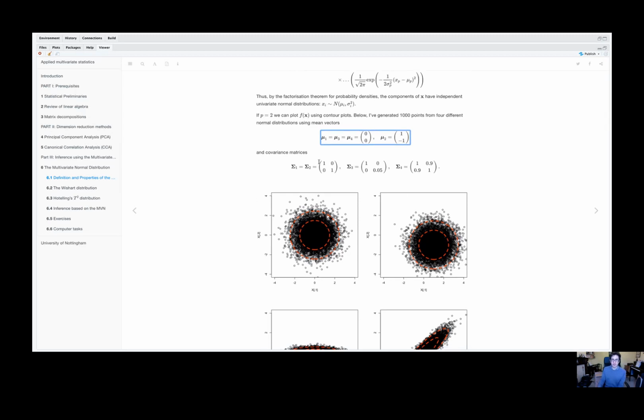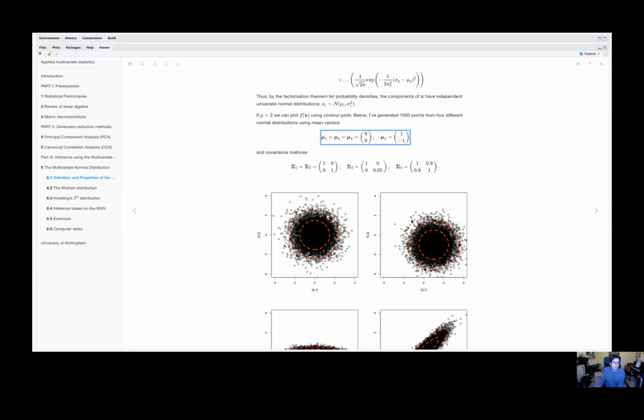The second plot, I've kept the same covariance matrix, so the identity again, but now I've changed the mean to be 1, minus 1. And you can see that all we've done is we've shifted the cloud of points across. So now its mean is at x equals 1 and on the y-axis at minus 1. That's the second component, x2. But you can still see it's got the same variance in the x direction and the y direction.